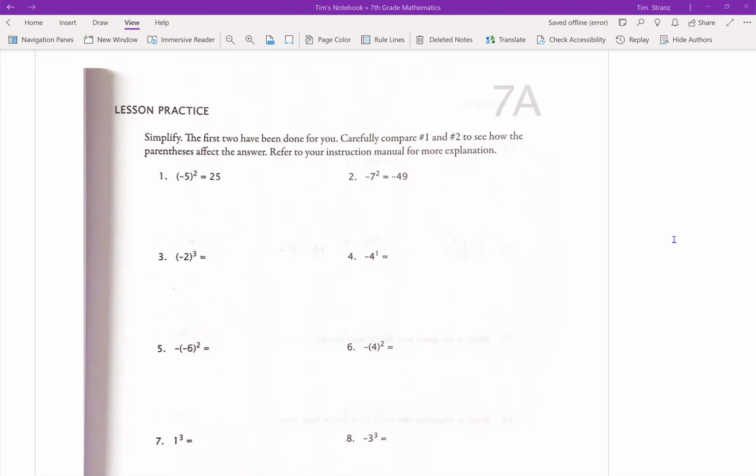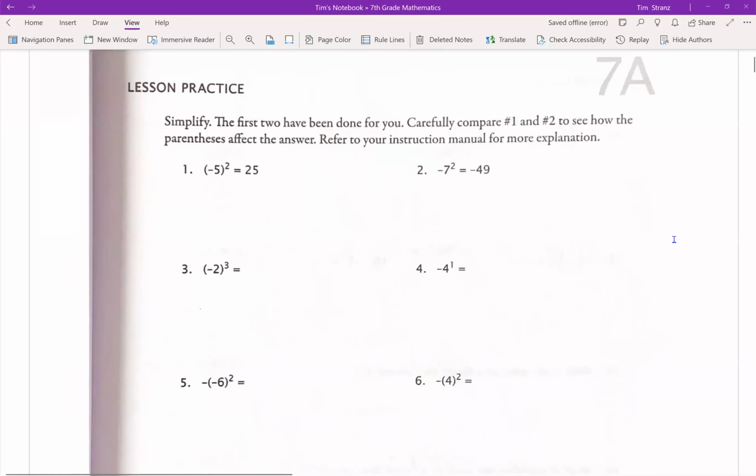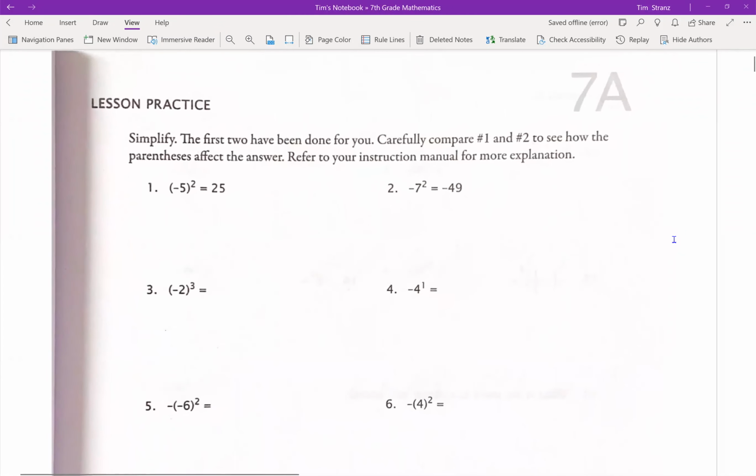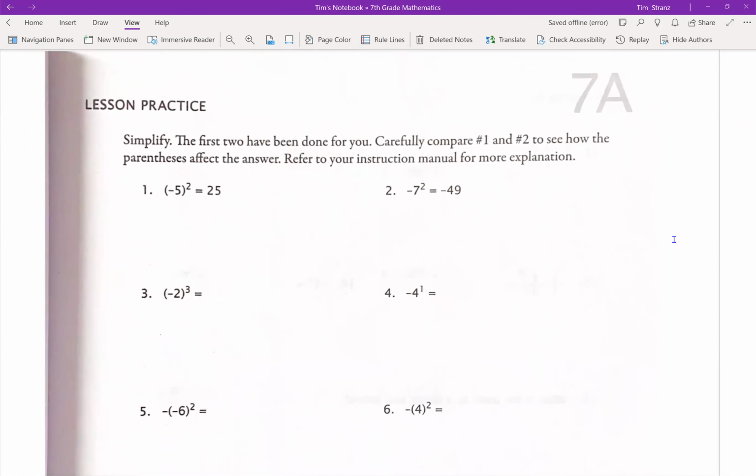So it says simplify. The first two have been done for you. Carefully compare number 1 and 2 to see how the parentheses affect the answer. Refer to your instruction manual for more. Okay, great. Just refer to this video. That's all you need. All right, so if we look at number 1, it's been done for us. Number 2 has been done for us. Let's talk about number 3, and I'll kind of explain what they meant by looking at your first two answers.